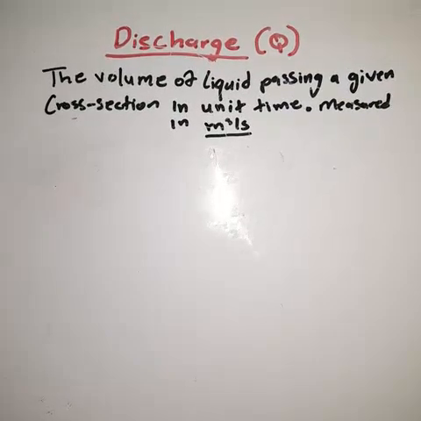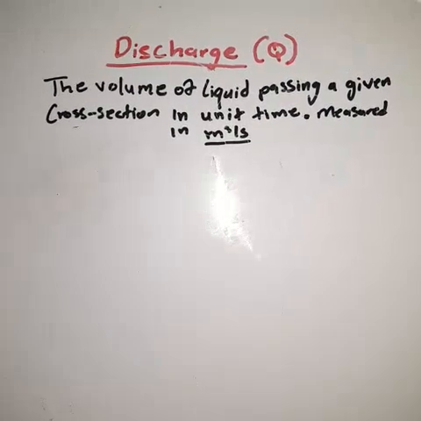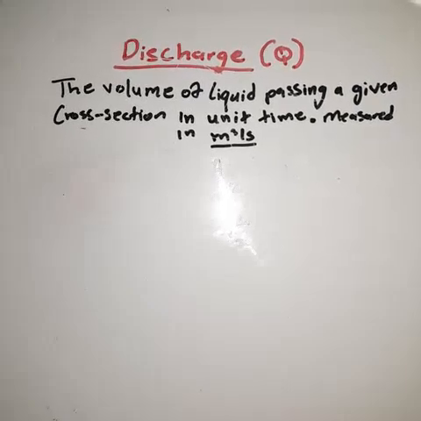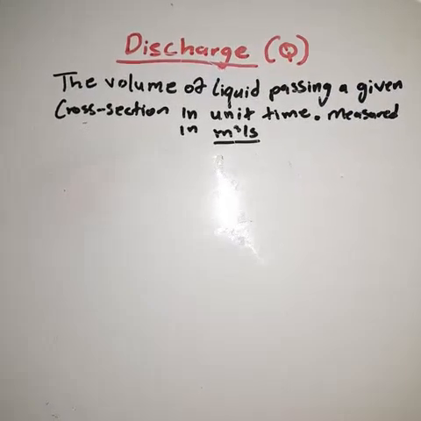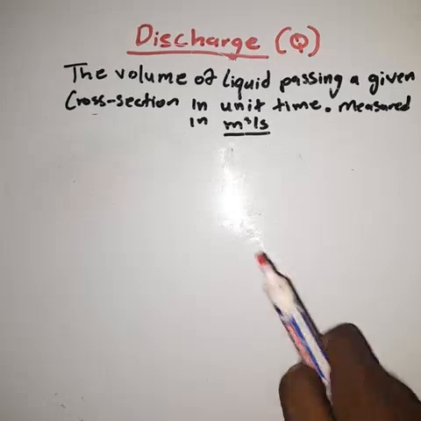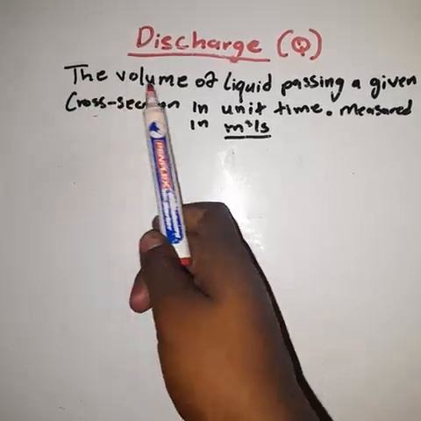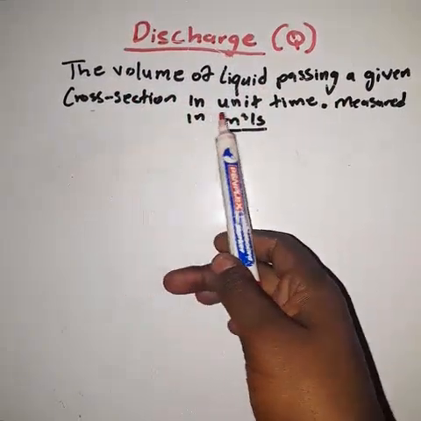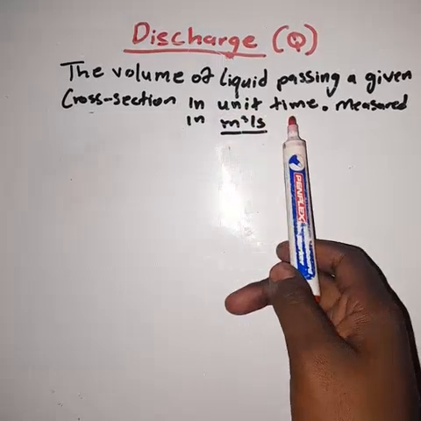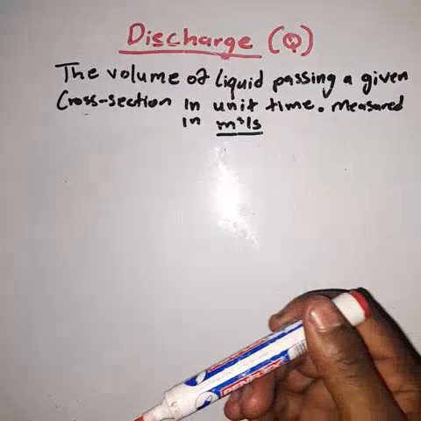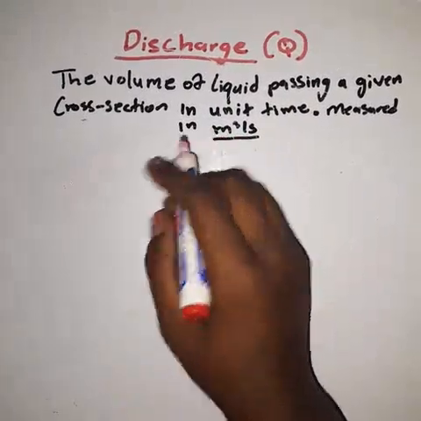Today we'll discuss this matter of discharge, which is known as the rate of flow. We can define what discharge is. It is known as the volume of liquid passing a given cross section in unit time. It is measured in cubic meters per second, that is, meter cubed per second.